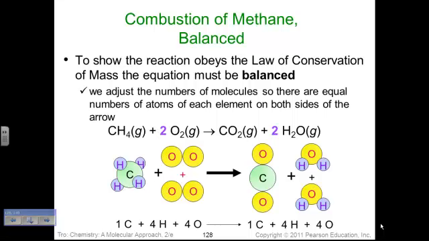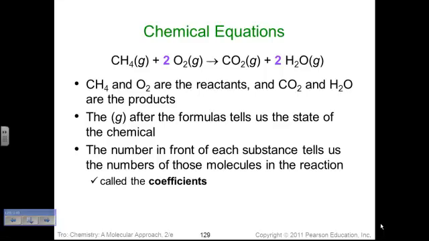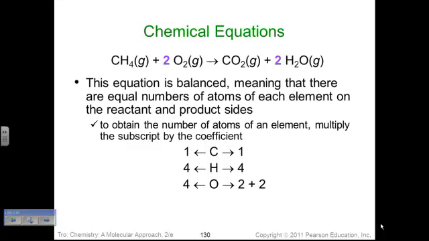So methane and oxygen are called reactants. Carbon dioxide and water are called the products. The little g after the formula tells us the state of the chemical, and stands for the gaseous form. They're all gases in this particular example. And the number in front of each substance tells us the number of those molecules. Those are called coefficients. We have a 1 to 2 to 1 to 2 coefficient ratio.